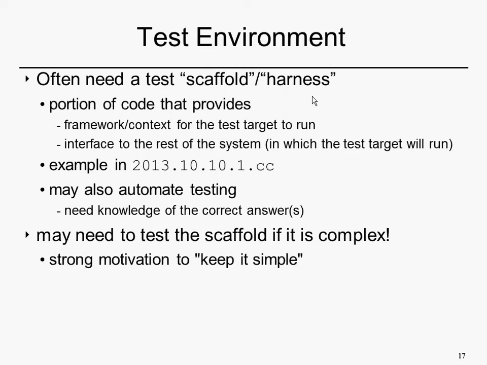Okay, so this is a piece of code that provides a framework and context for the test target to run. So if we're trying to test a method, or a function, we have something which is neatly set up to test it under controlled conditions. That thing, for example, might read input in from a user interface, or from a file on disk, or from a database, or from a network.